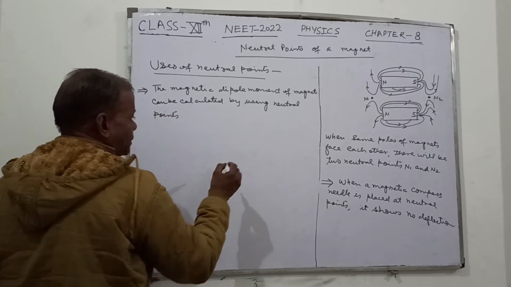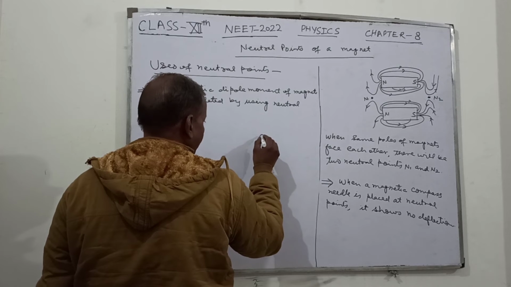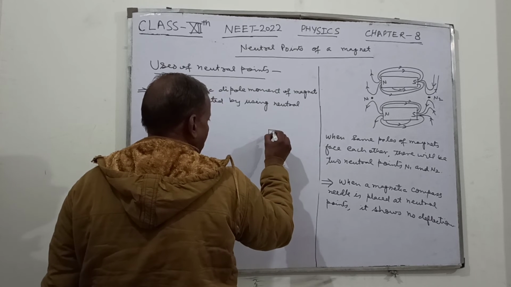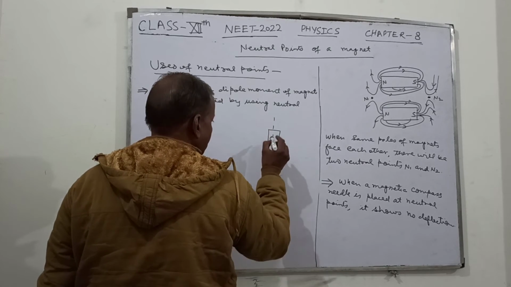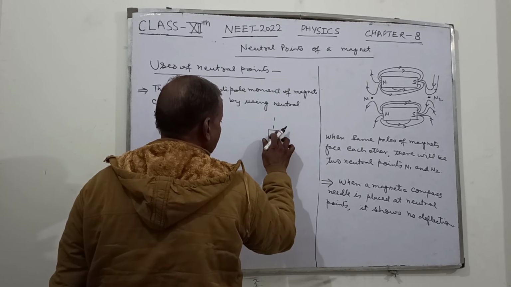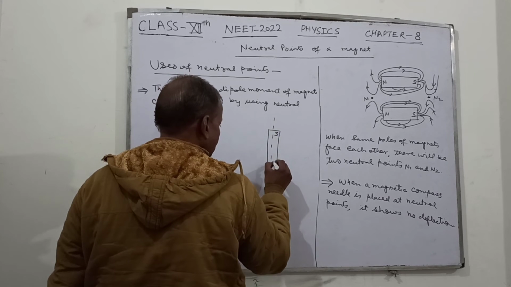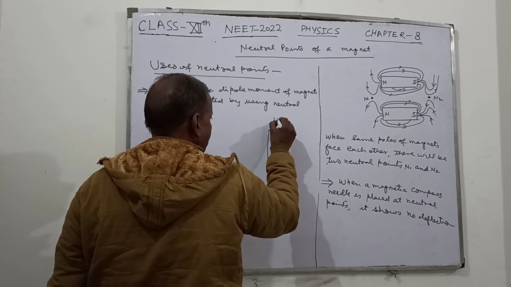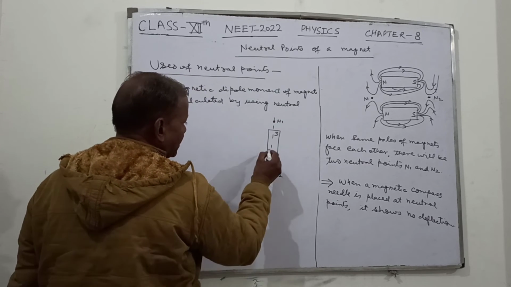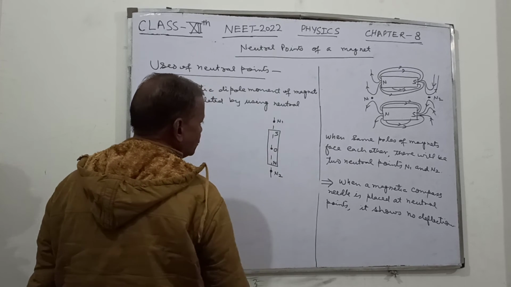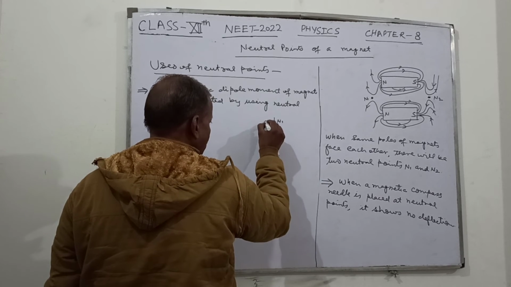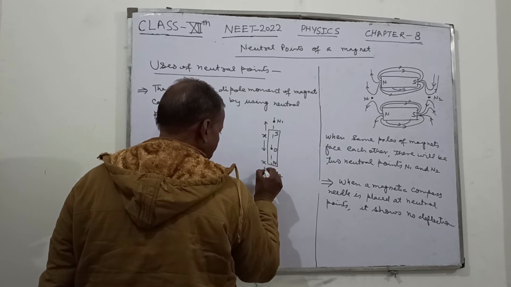By using neutral points, suppose the neutral point lies on the axis of the magnet. This is the magnet, and this is the axis. Suppose this is the north, and this is the south. And the neutral points are here: this is N1, and this is N2. This is the center of the magnet, O. Then these neutral points lie at equal distance from this center. Suppose this is X, then this will also be equal to X.